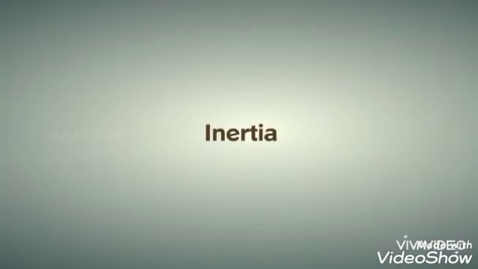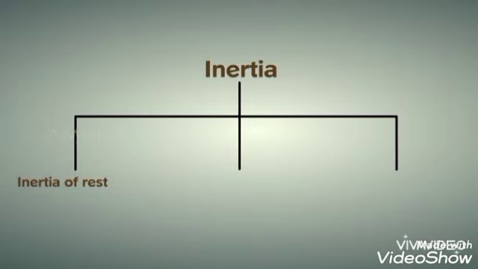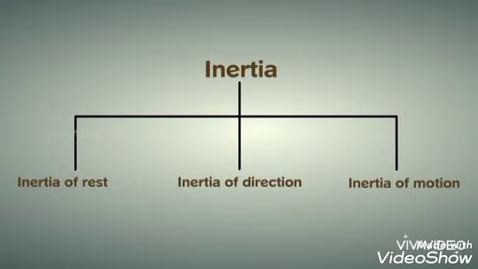Then we move on to the types of inertia. There are 3 types of inertia. The first one is inertia of rest, the second one is inertia of motion, and the third one is inertia of direction. These are the types of inertia.